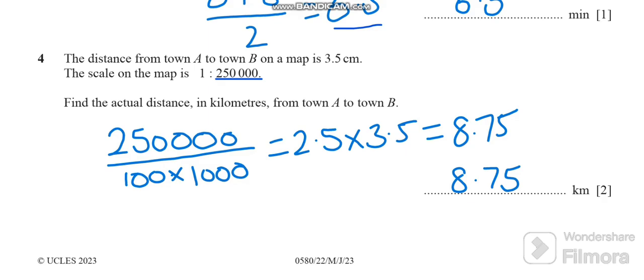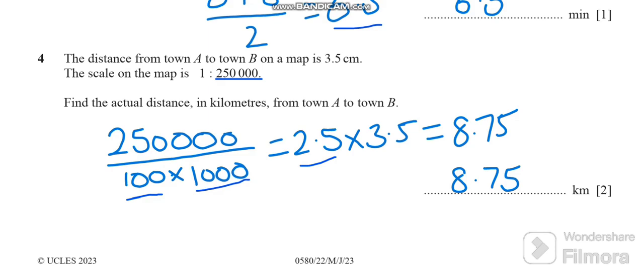So 250,000 divided by 100, we will get meters. Then we will again convert from meters to kilometers, and the equation is 1 kilometer is 1000 meters. So we will divide 250,000 by 1000. So 100 multiplied by 1000 will be divided by 250. So the answer will be 2.5.